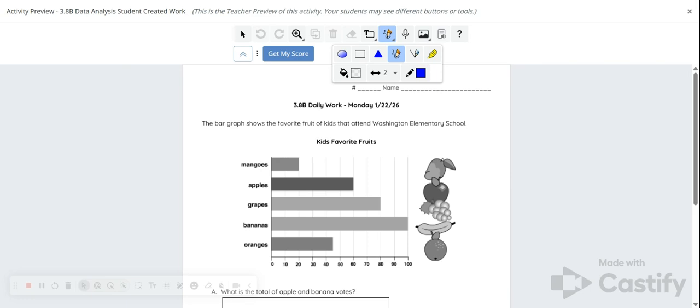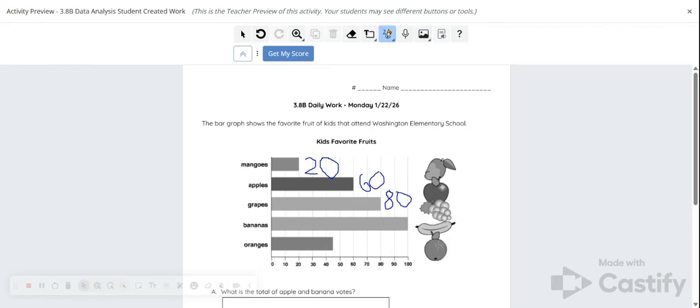So let's start labeling these bars. First fruit is mangoes. So I'm going to go across and straight down. And that mango bar is stopping at a 20. So your work's on paper, so go ahead and write that down. Apples, that bar stops at 60. Grapes, that bar represents the number 80. A lot of kids like bananas, 100. Looks like that was the most popular fruit in this survey. And then oranges are between 40 and 50. So that would be 45, since that number would be right in the middle of 40 and 50.